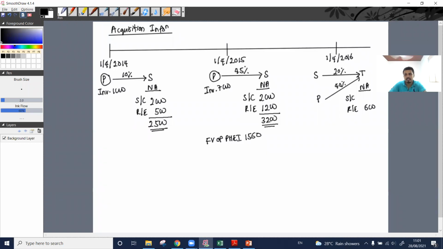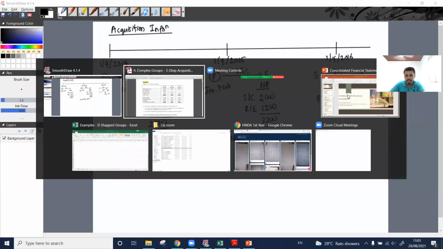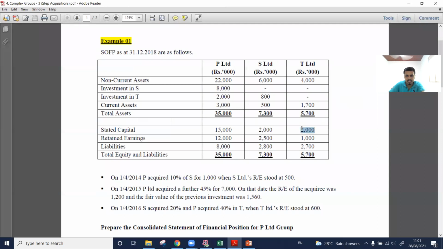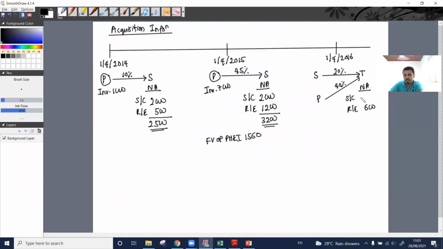As at this date, what should be the stated capital amount? We assume the figure has not been changed over the time. That should be then 2,000. So it is 2,600 altogether. And we are preparing the consolidated statement of financial position as at which date? 31st December 2015. 80.